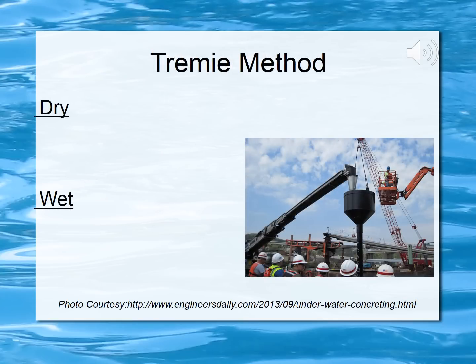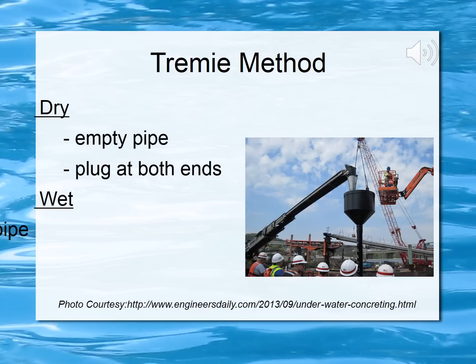The most used method here is the Tremie method. The two main types of pours in the Tremie method are the dry and wet. The major difference is one has a plug at both ends, while one has a plug only at one end. And the dry method will make sure that the entire Tremie pipe itself will stay dry the entire time until the concrete flows into it.